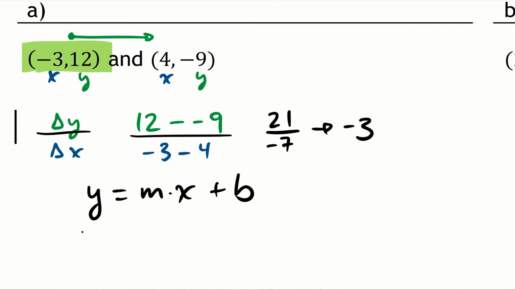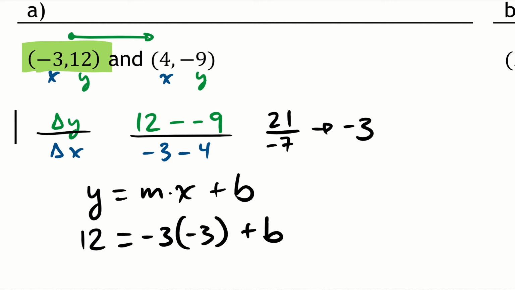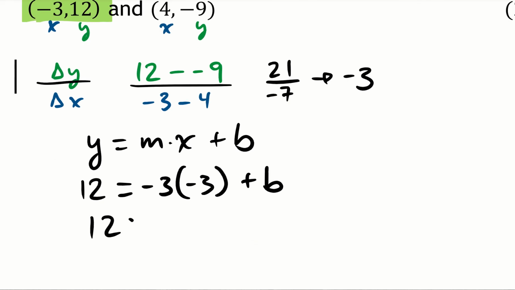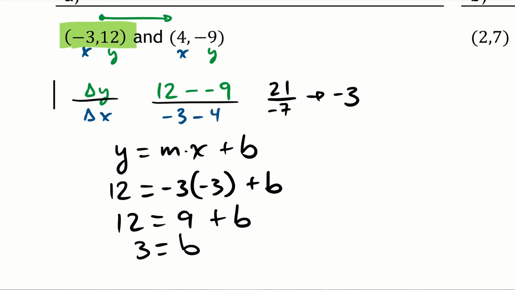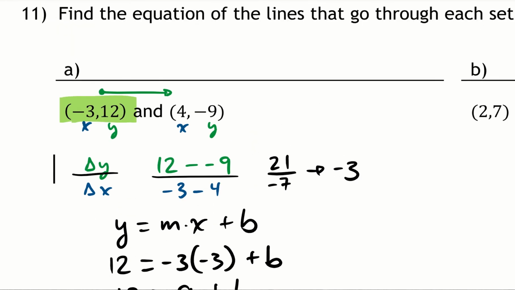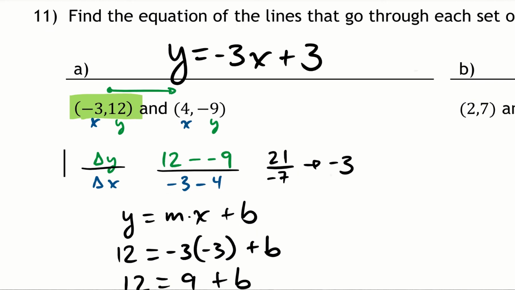So we're going to write down that y is 12, and that equals my slope of negative 3 times my x value of negative 3, and then plus b. Negative 3 times negative 3 is 9, so I've got that 12 equals 9 plus b. If I take away 9 from both sides, I get that 3 is what b is. So this is crazy, right? My slope is negative 3 and my y-intercept is positive 3. So I'm ready to write the equation. The equation is y equals negative 3 times x plus 3.